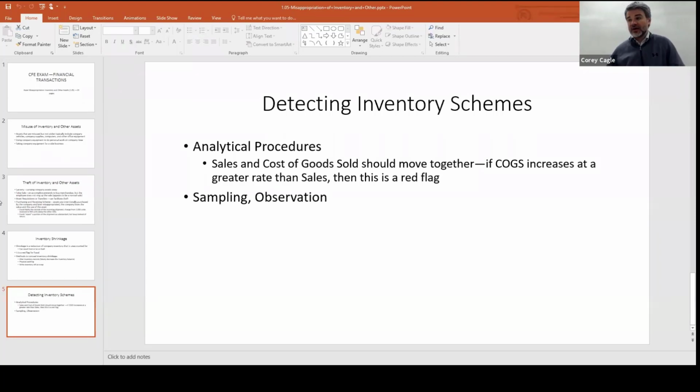And also a good test question in the CFE exam, sales and cost of goods sold should move together. They'll probably ask that one way or another. They may give you actual numbers, or they may just say, which of the following is a red flag? That would be an answer choice or something like that.